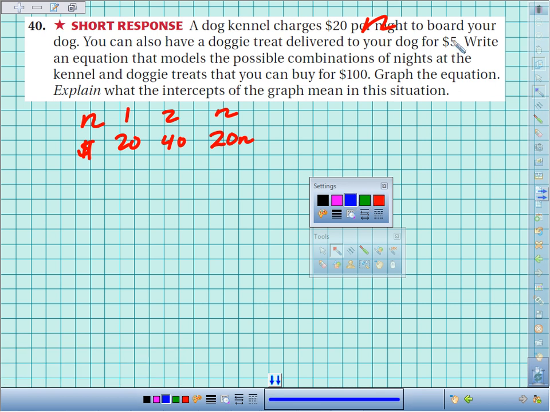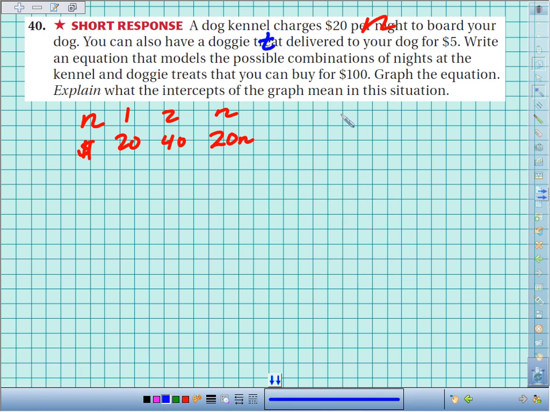Similarly, with the doggy treats, let's call the doggy treats T. How much money are you going to spend on them? 1 treat, $5. 2 treats, $10. 10 treats, well, 10 times 5 would be $50. But what about T treats in general? It would be $5 times the number of treats.